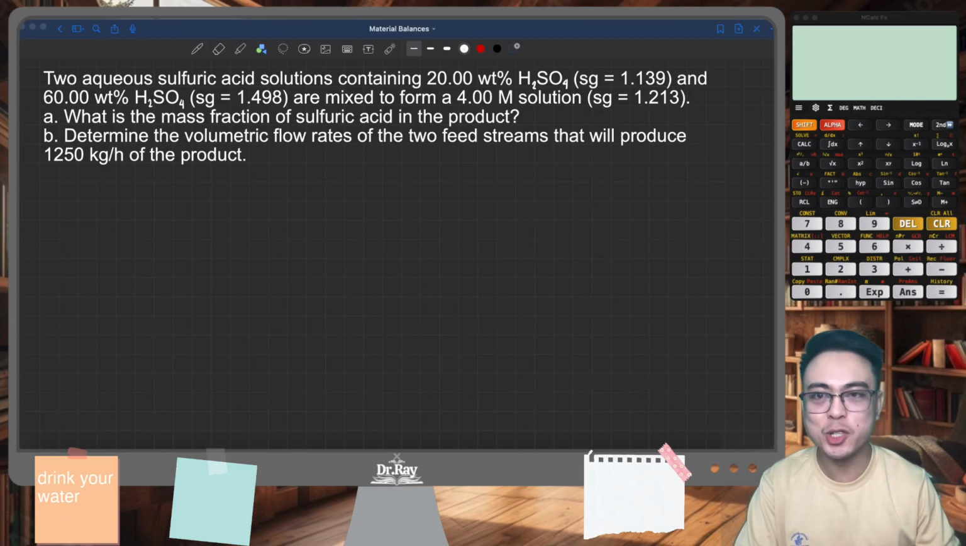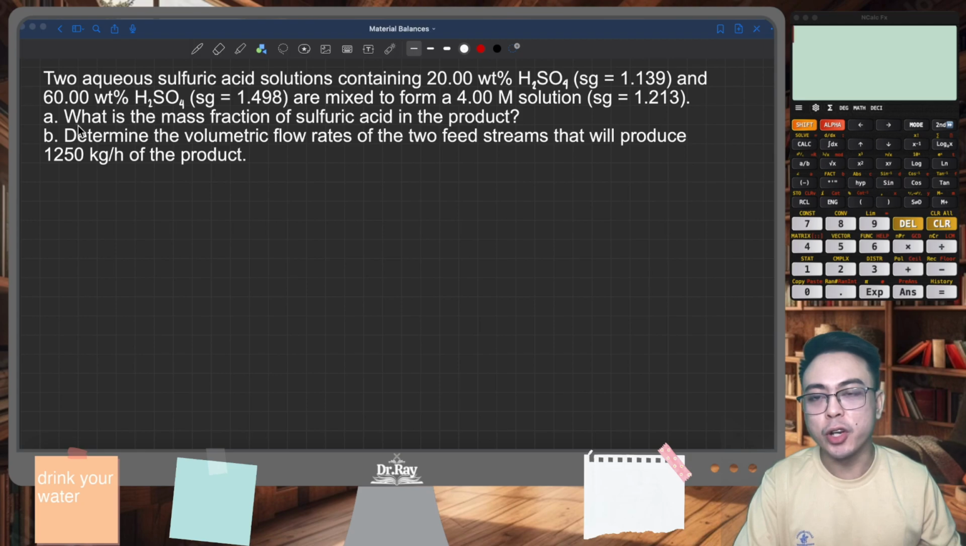Hey, welcome back. Let's try to solve this example. This is a single unit material balance problem for a mixing process. Two aqueous sulfuric acid solutions, one containing 20% by weight sulfuric acid with a given specific gravity and another containing 60 weight percent sulfuric acid with a different specific gravity, are mixed to form a 4 molar solution.